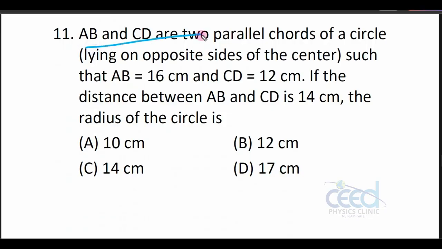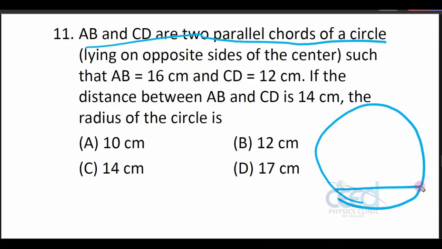AB and CD are two parallel chords of a circle lying on opposite sides, such that, so we can draw, one is AB, another one is CD, and both are parallel. AB is 16 and CD is 12, right? The distance between AB and CD, their perpendicular distance, they have given as 14.